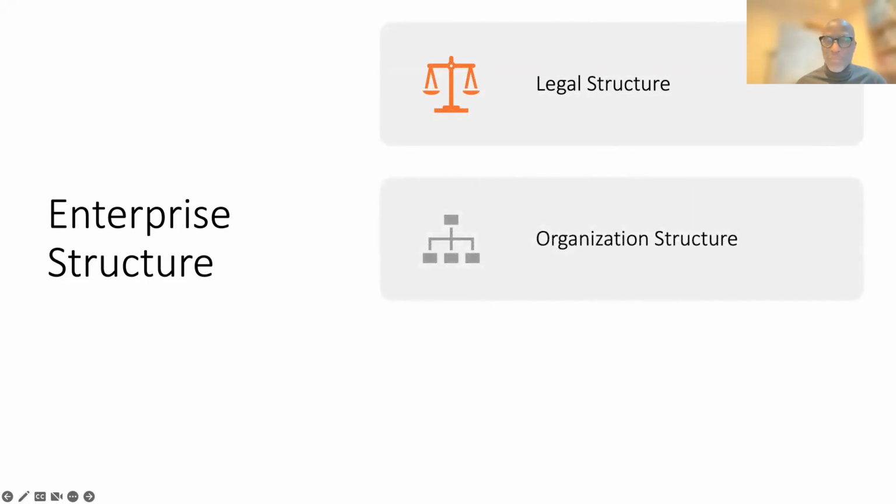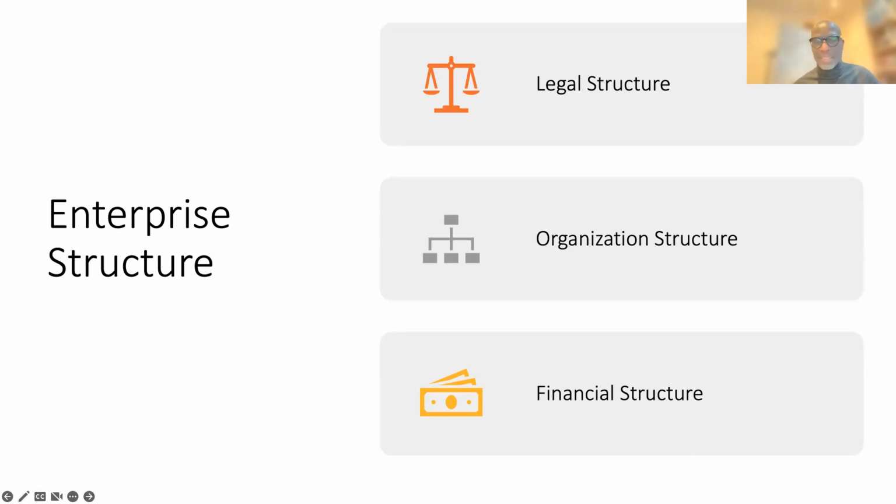So the legal structure, the formation, the organization structure, how the company is put together, and also your financial structure. So when the enterprise structure is looked at, all these things need to be thought about. The business will usually give you all this information. All you're doing is just documenting this and applying what you've documented into the application. So let's have a look at some of these areas.